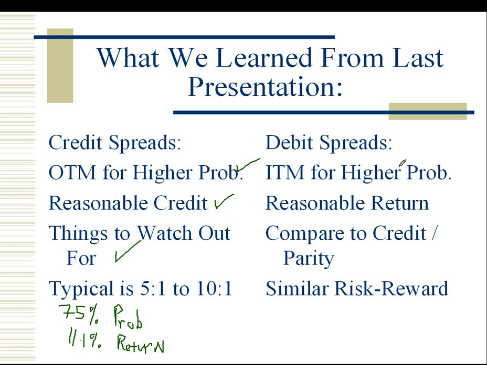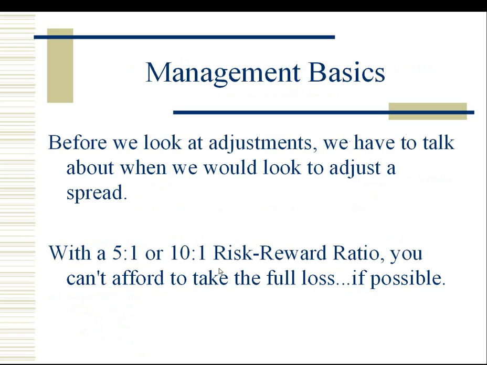Now, for the debit spreads, it's reversed. We want to be out of the money with the credit spreads. We're going to want to be in the money with a bear put debit spread or a bull call debit spread. We still want to look for that reasonable return. We don't say credit because we're paying a debit, but we want to make sure that we have a reasonable return. Anytime I'm looking at a debit spread, I want to compare it to the credit for parity and vice versa, and we do have that similar risk-reward profile of the bear call credit spread as well.